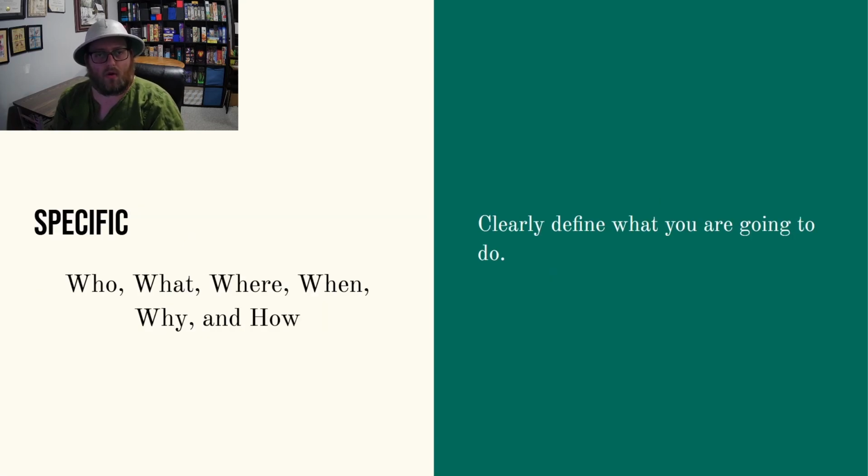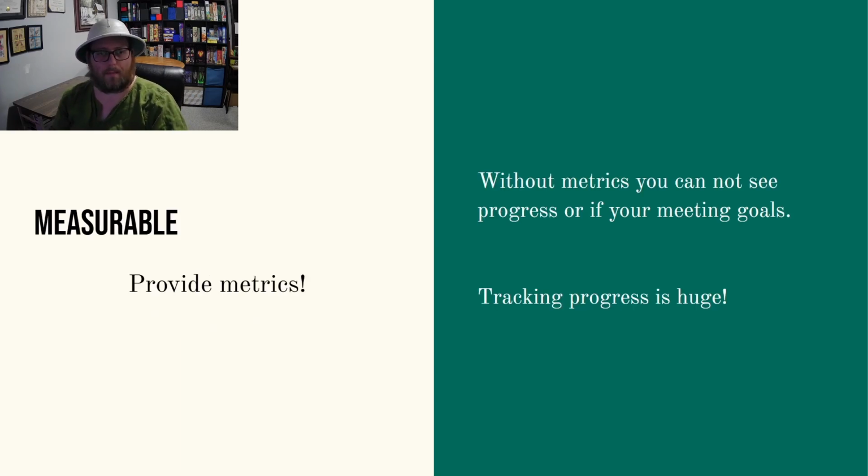When you're making a goal, your goal needs to be specific. You need to clearly define what you're going to do. It's the 5 W's and an H, right? Who, what, where, when, why, how. If your goal isn't specific, you're not going to know what you're trying to do, okay?